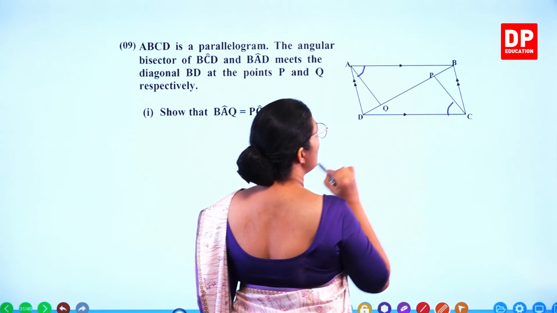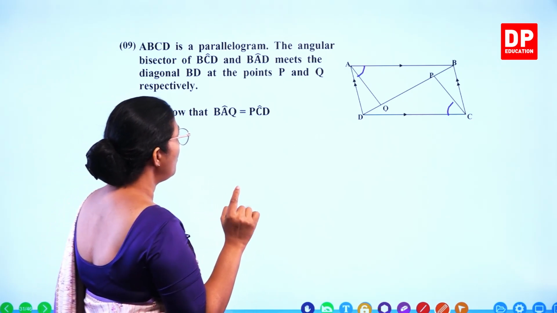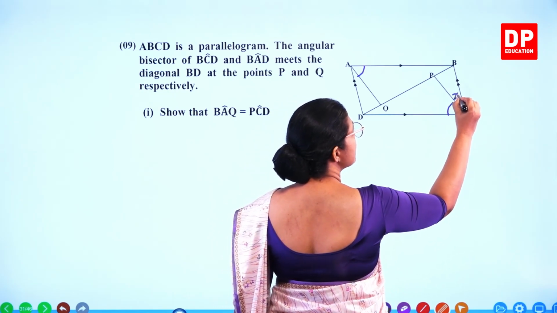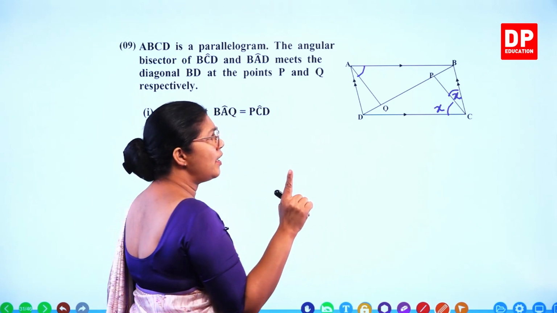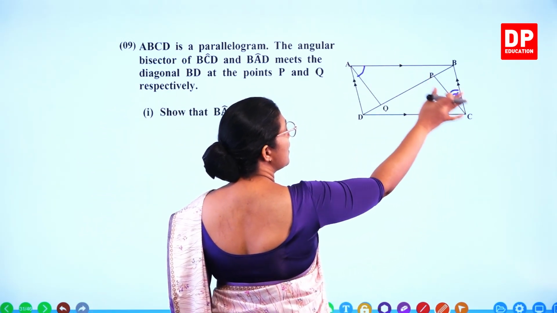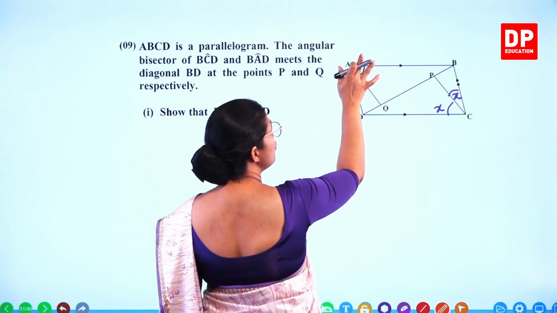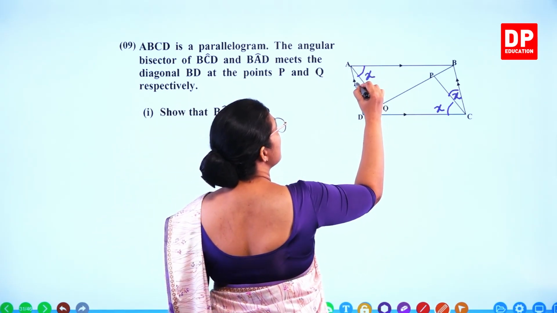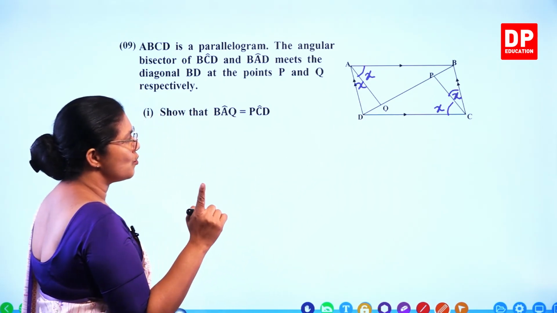This angle. How are you going to show that? So we know these are bisectors, so if this is X, this is also X. And we know that if it's a parallelogram, opposite angles are equal. So if it's 2x here, this is also 2x. But again, this is the bisector, so this is X and this is X. So straight away, you get these two angles are equal.